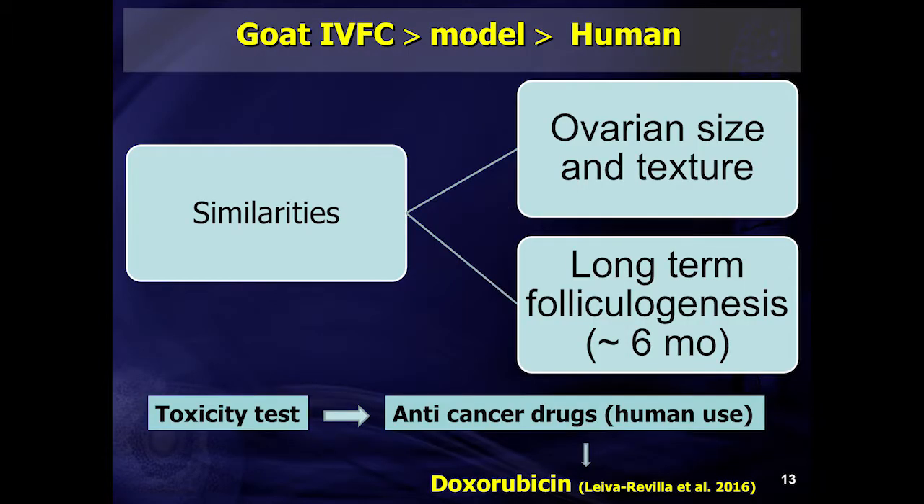Goats, the main species I work with in Brazil, are considered a good model for humans due to the similarities in terms of ovarian size and texture, as well as they share long-term folliculogenesis, approximately 6 months. In Brazil, we have successfully used goat in vitro follicle culture to perform toxicity tests of anti-cancer drugs for use in humans, such as doxorubicin.